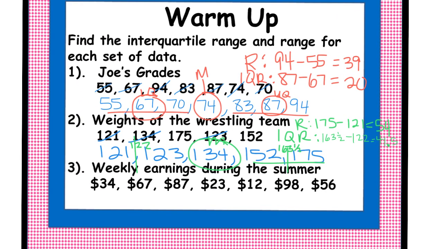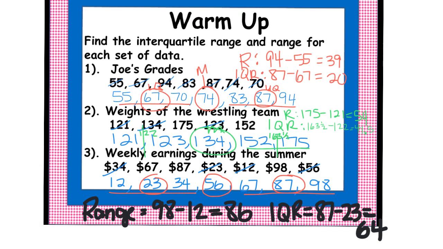All right, pause the video and try number 3 by yourself. And then when you're done, start it again to check and see how you did. Okay, so on this one, the range 98 minus 12 is 86. And the IQR 87 minus 23, which is 64.